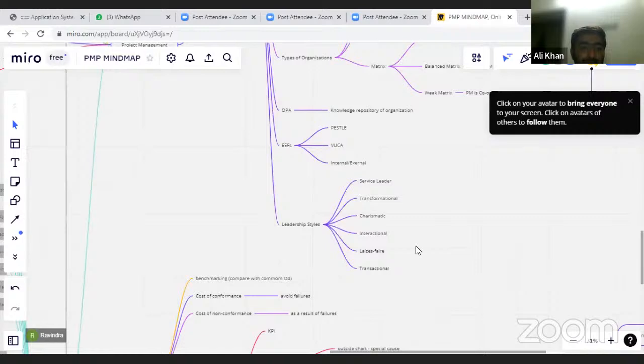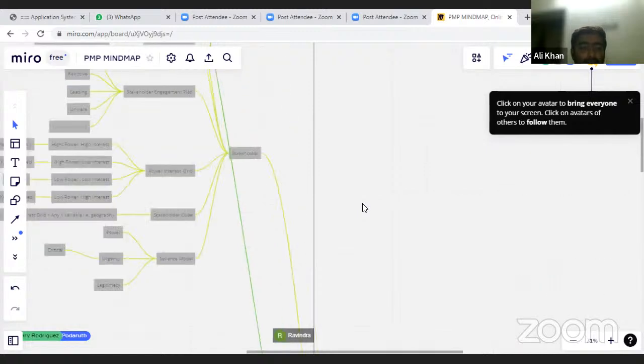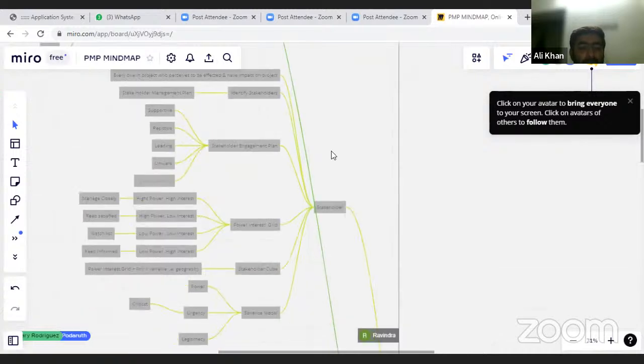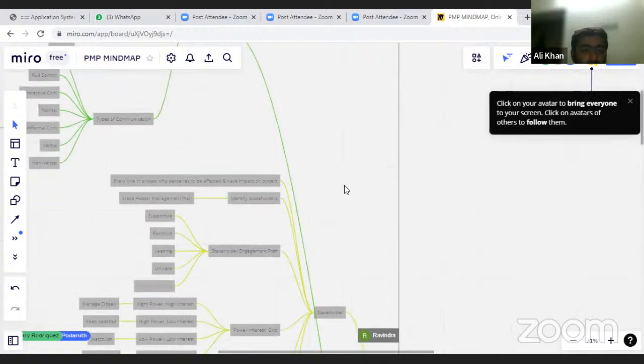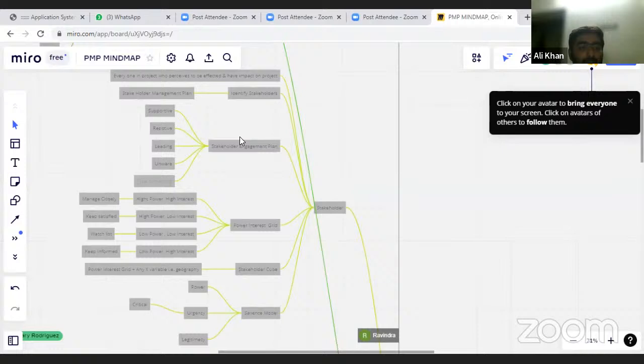Then we have stakeholders. In stakeholders, first of all, everyone who perceives to be affected by, or has an impact on, the project is called a stakeholder. Stakeholders could be of many types. Stakeholders can be identified by using the lessons learned register, by a sponsor, by the PESTEL technique. And then we have the stakeholder engagement plan.